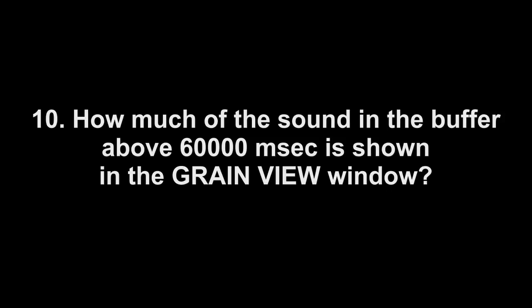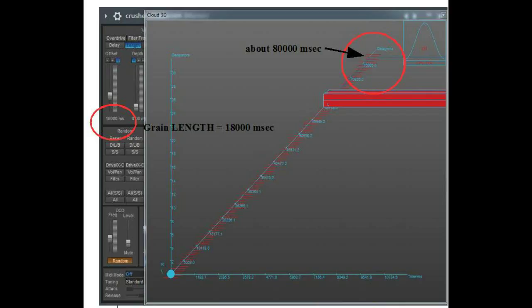Question 10. How much of the sound in the buffer above 60,000 milliseconds is shown in the grain view window? If the length of the grains is adjusted to less than around 20,000 milliseconds, the grain view window shows the buffer's content up to about 80,000 milliseconds, with a delay maximum of 60,000.